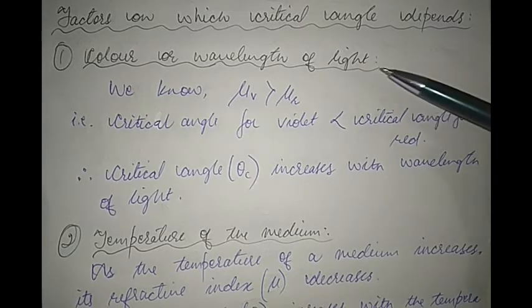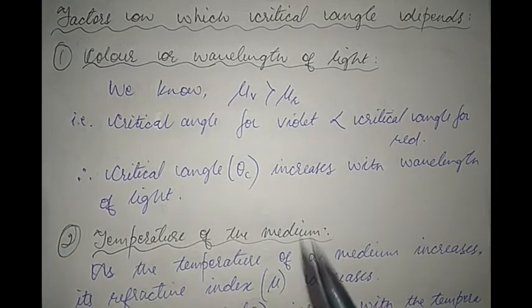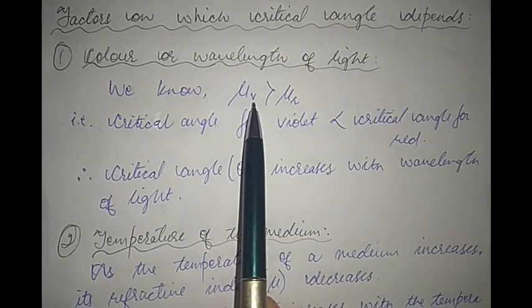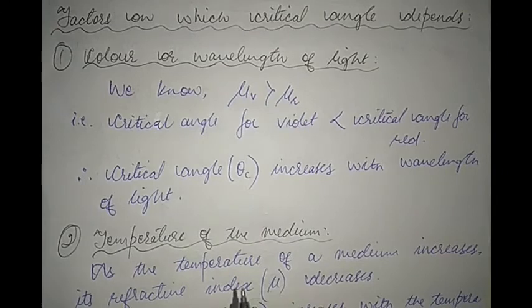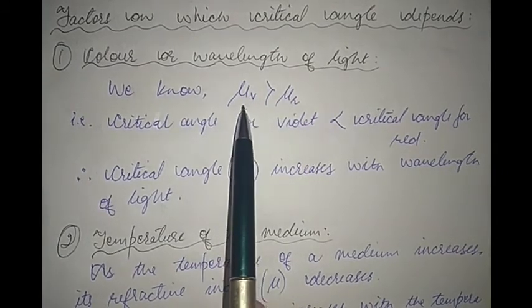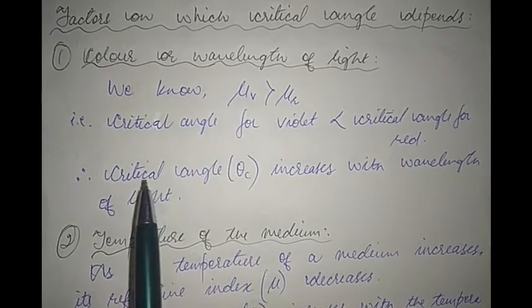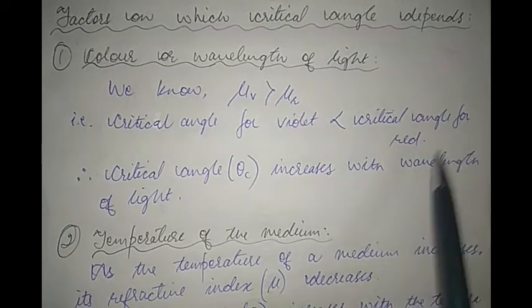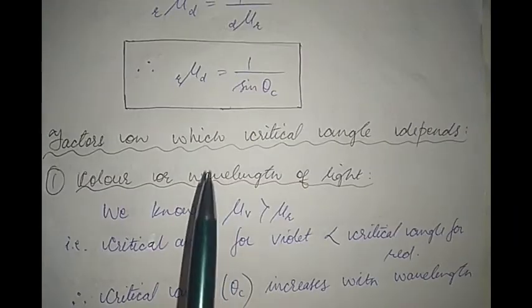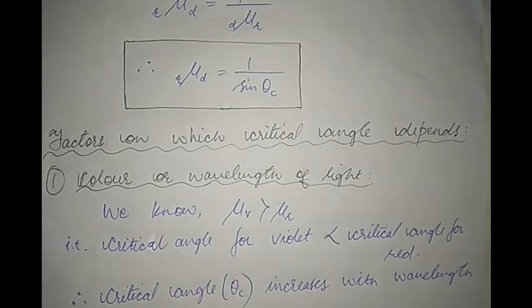There are two factors. The first one is the color or the wavelength of light, and the second factor is the temperature of the medium. Now we know that the refractive index of a medium is greater for violet light than the refractive index of the same medium for red light. So, since the refractive index of a medium is greater for violet light, the critical angle for violet light will be lesser than the critical angle for red light. Because we've already seen that the greater the refractive index, the lesser will be the value of the critical angle.